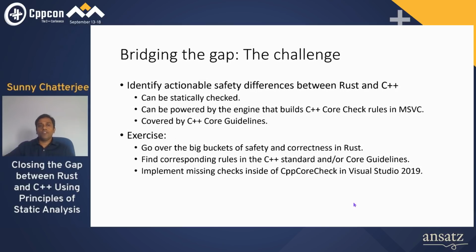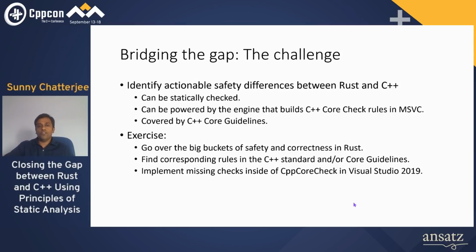So the challenge for us was obviously to bridge this gap. So we started identifying actionable safety differences that could be statically checked. We also wanted to see if our static analysis framework, the engine that we use to power the C++ code analysis checks in Visual Studio, could be used to write some of these missing safety checks. And lastly, we also wanted to keep an eye on the C++ core guidelines. A lot of thought has gone into these guidelines. So it was a very interesting finding for us to figure out how much of the Rust rules are covered in the core guidelines.